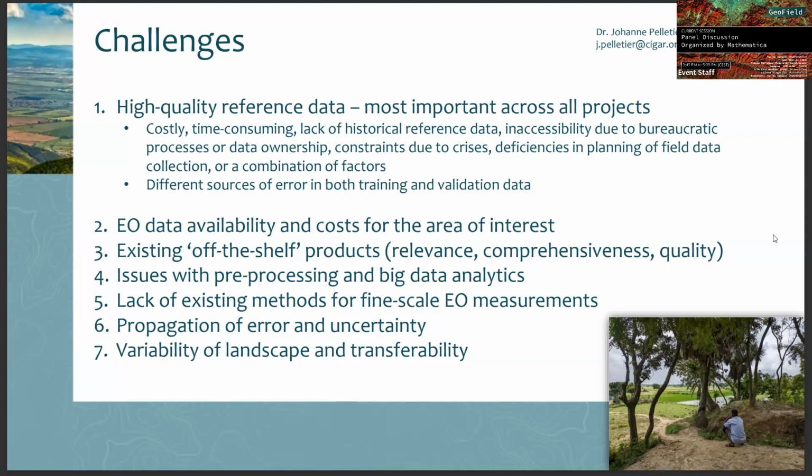Other challenges are more project specific. For example, in terms of pre-processing, one of the projects managed to get access to a lot of very high resolution data, but it was not well pre-processed. So thousands of very high resolution images to pre-process correctly for the analysis becomes a data analytic problem.